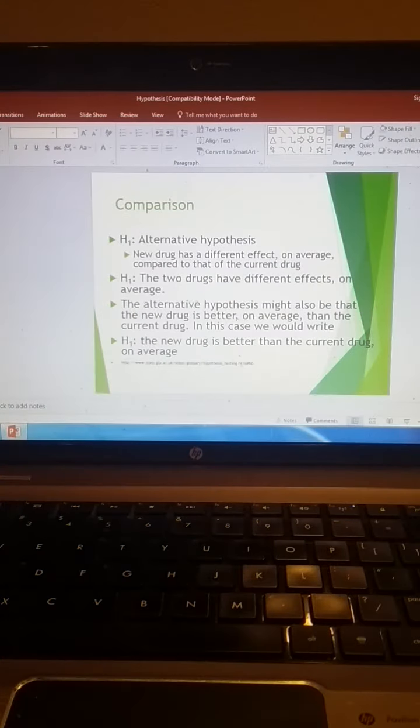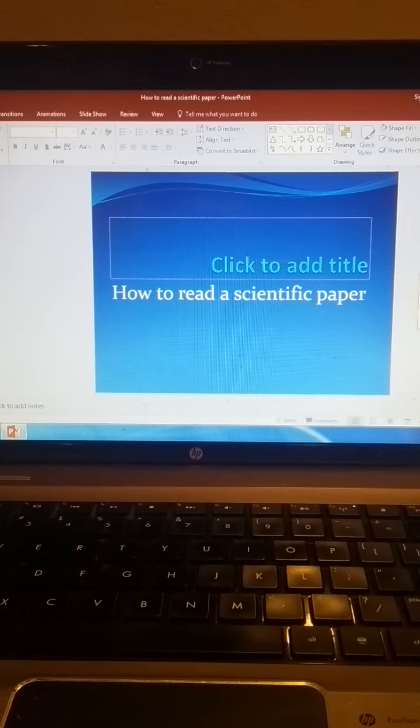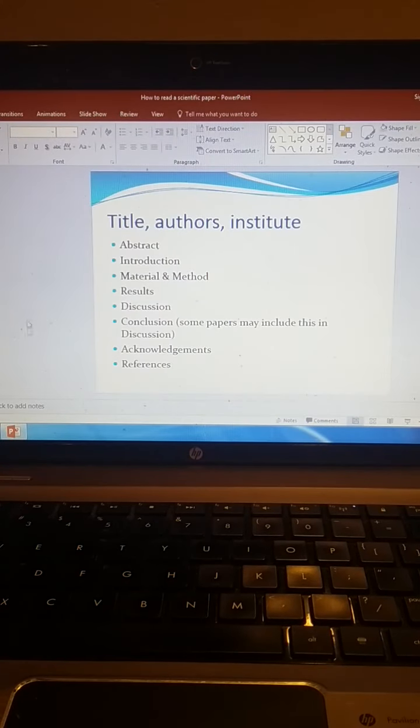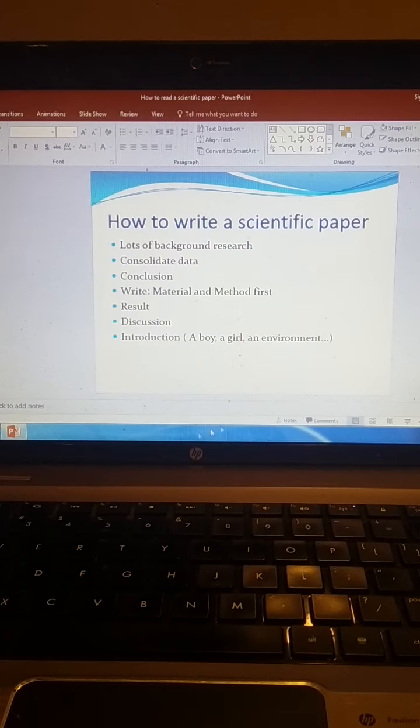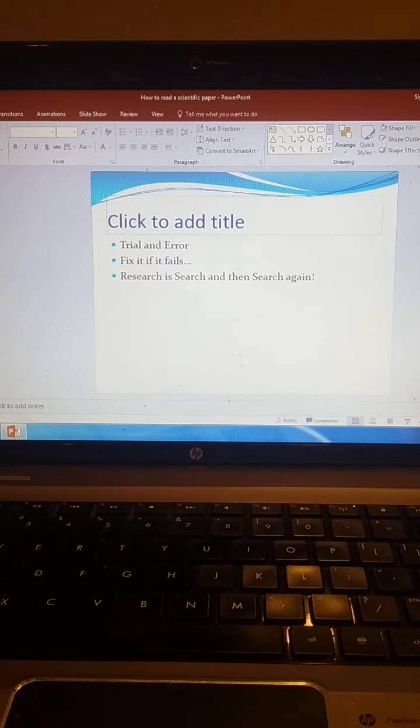Then we jump to the last thing, which is how to read a scientific paper. Okay, so for this one you need to know at least all these parts, which are very important in most general scientific papers. How to write a scientific paper is not as important, but at least you need to know what's in there. So that's the main slides that I care more about. Okay, so that is what will be on the exam on Thursday.